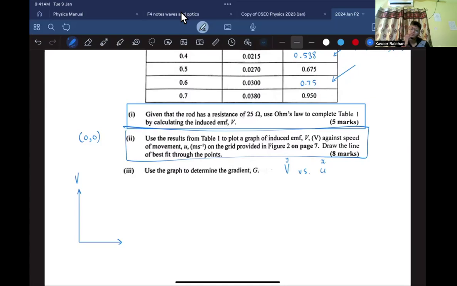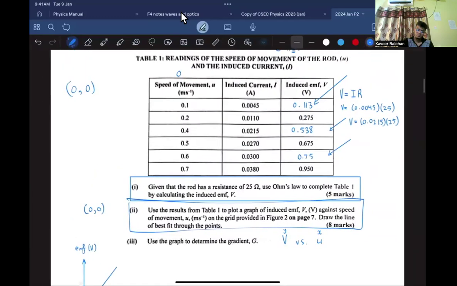So V is the EMF. So you're going to say EMF, comma, and the unit in brackets. And Justin, for the x-axis, it's U, comma, what? Or U, open bracket, ms to the minus 1. Right. And we're expecting our graph to look something like this because this graph has to start at 0, 0. So let me actually start a plot.